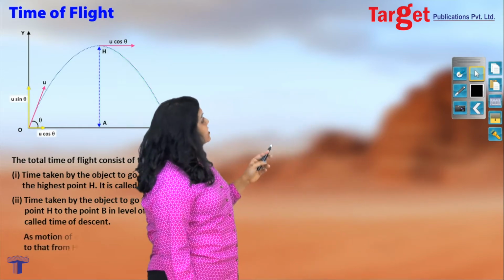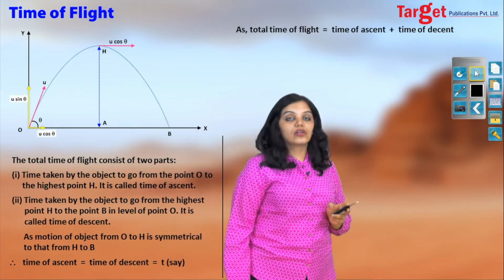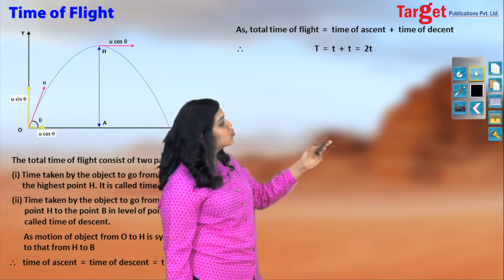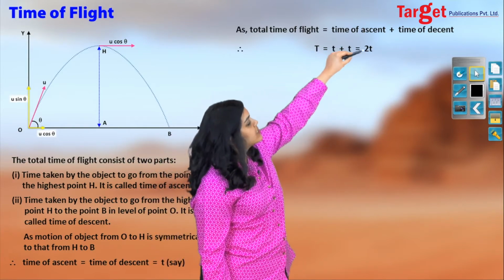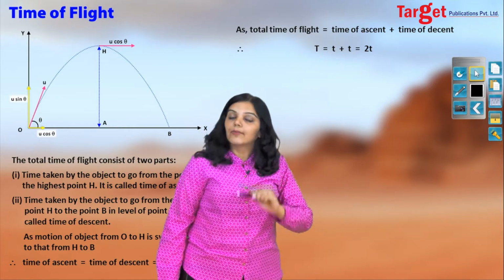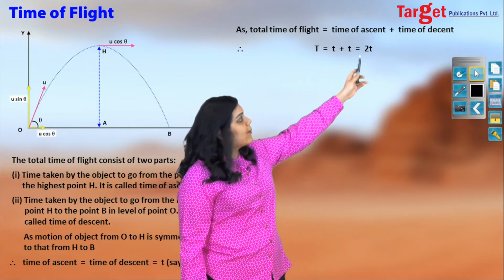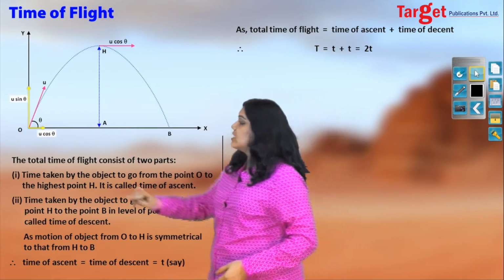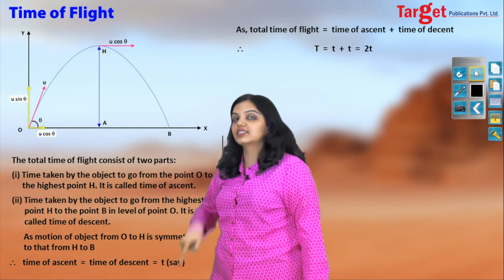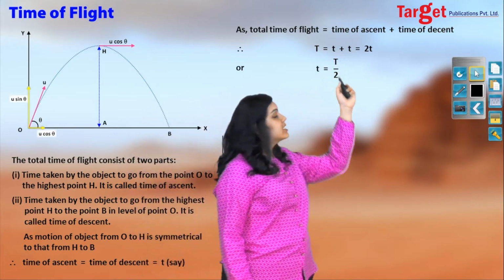So now I can say that the total time of flight, which we will call capital T, is nothing but T1 plus T2. But each of them are the same, and therefore instead of writing T1 plus T2, I am going to write T plus T because both are the same, because the path is symmetrical. Therefore I get capital T is equal to 2 small t, where small t is the time taken either in this portion or this portion, and therefore I get the answer that small t is equal to capital T by 2.